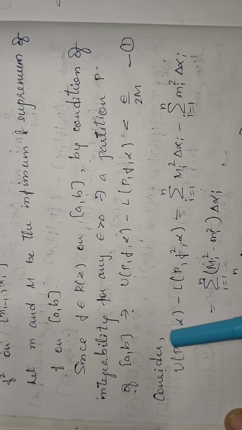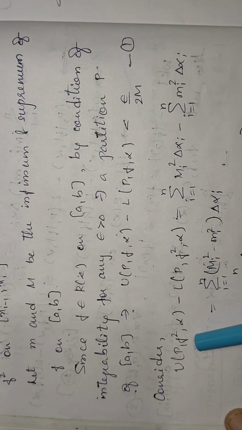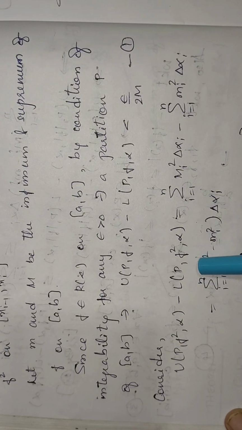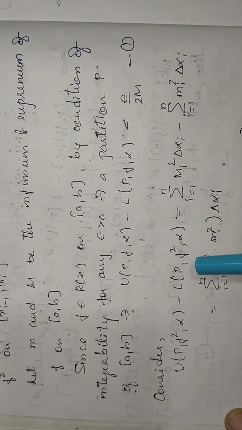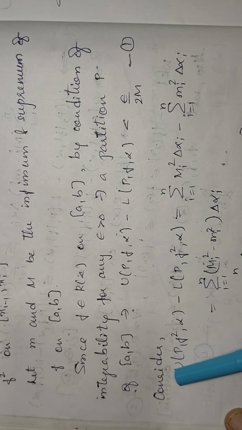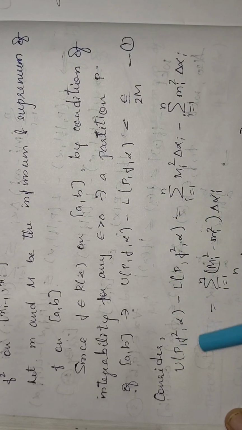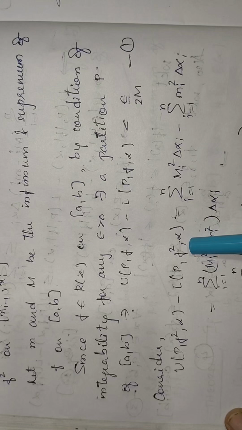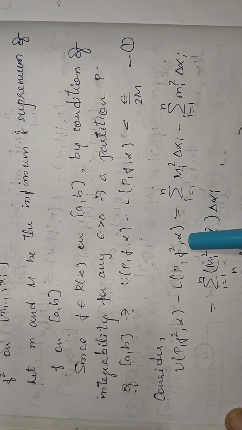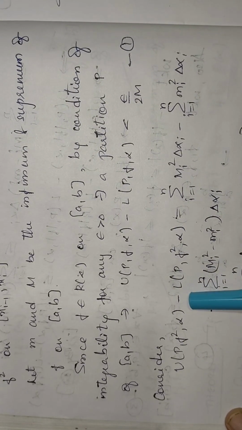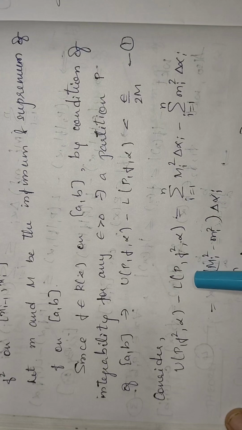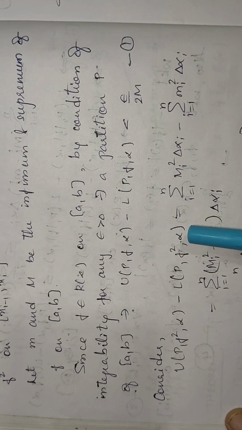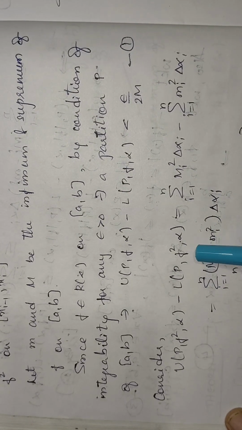Consider U(P, f square, alpha) minus L(P, f square, alpha), because I need to prove this difference is less than epsilon. If I prove this difference is less than epsilon, then by the condition of integrability we have f square belongs to R of alpha on the closed interval [a, b].